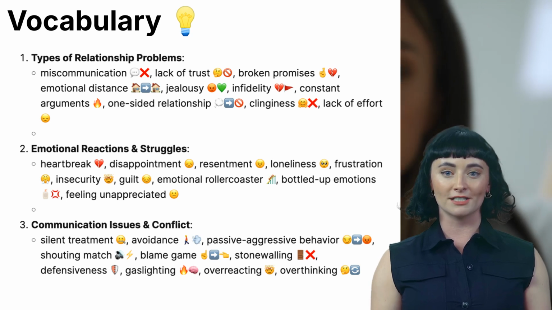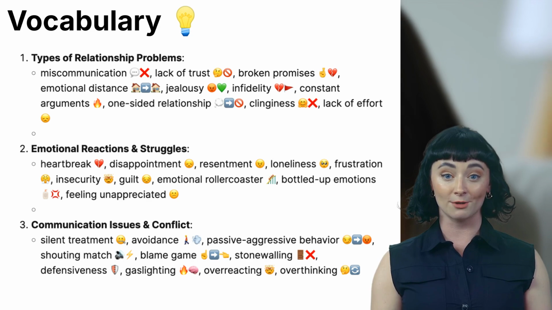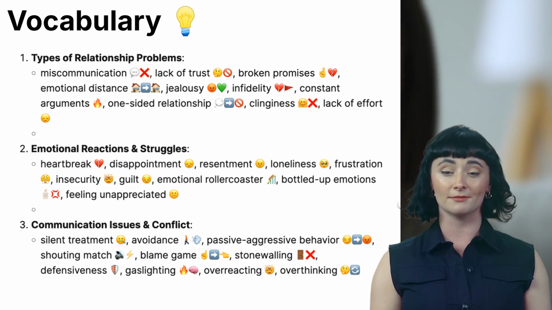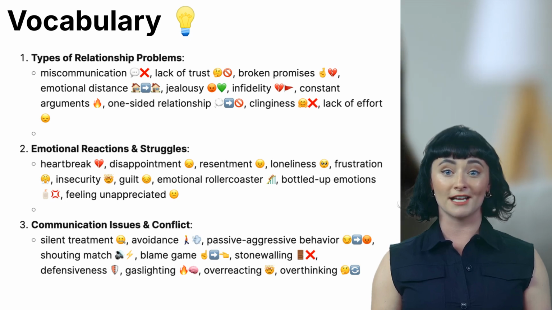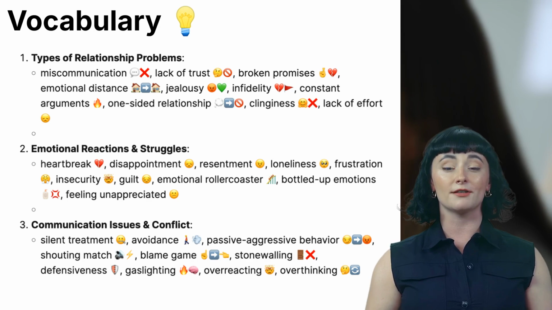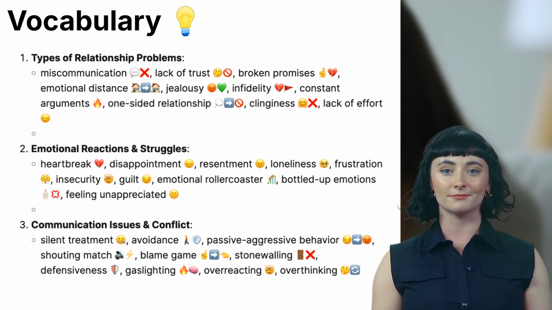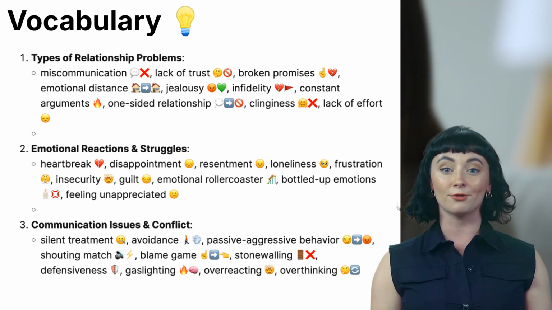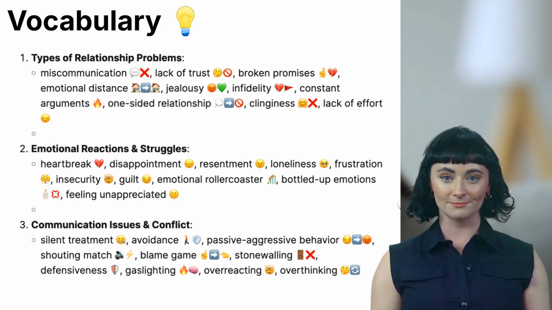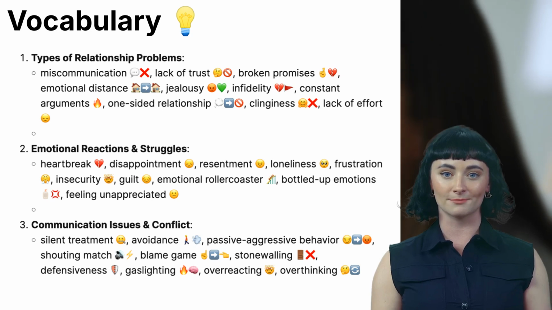3. Communication issues and conflict. Silent treatment, refusing to speak as a way to express anger or punish. Avoidance, ignoring or staying away from the problem instead of dealing with it. Passive-aggressive behavior, indirectly expressing anger through sarcasm or subtle actions. Shouting match, a loud, angry argument with raised voices. Blame game, each person accusing the other instead of solving the issue.